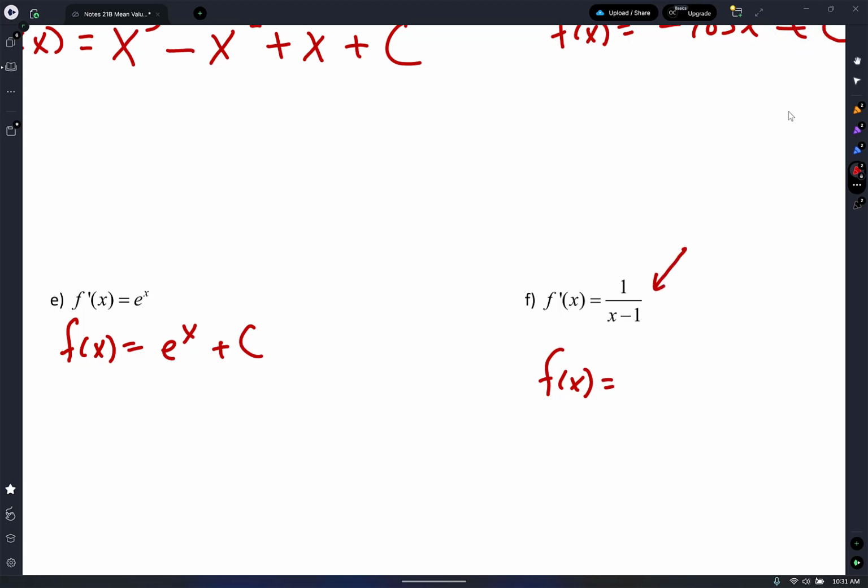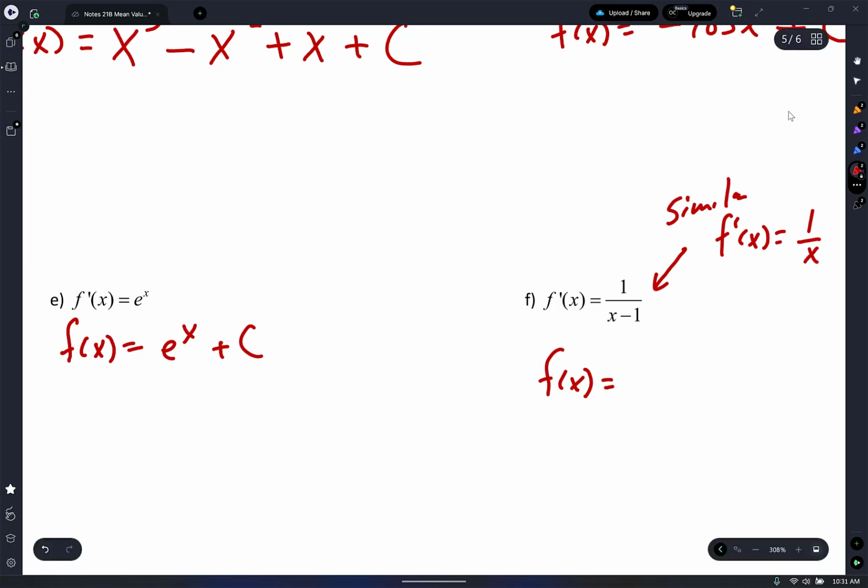This is similar to f prime of x equals 1 over x. What is the antiderivative of 1 over x? Perfect. ln, and actually put an absolute value on x because of the domain stuff, plus c. But that would have been for 1 over x, right? But I have x minus 1, so I write x minus 1 inside like that, plus c.